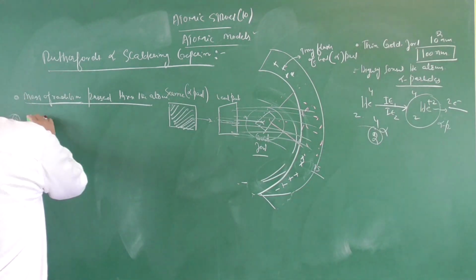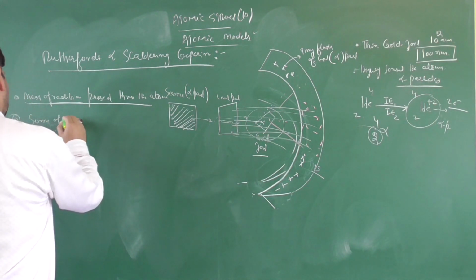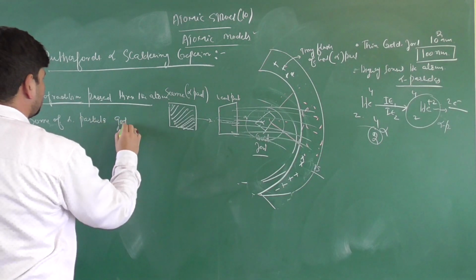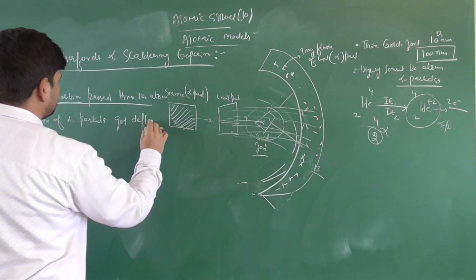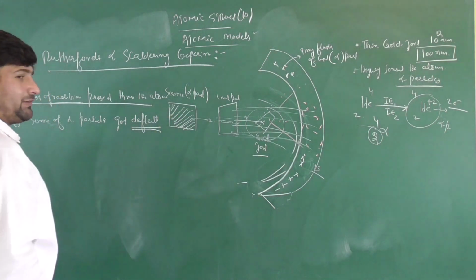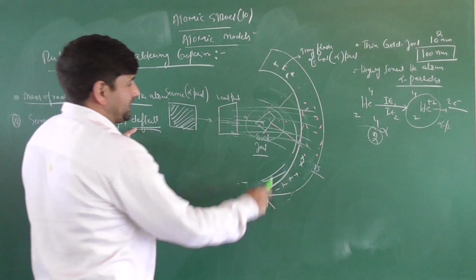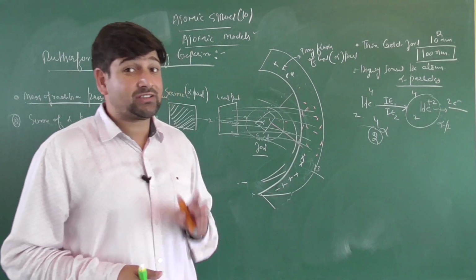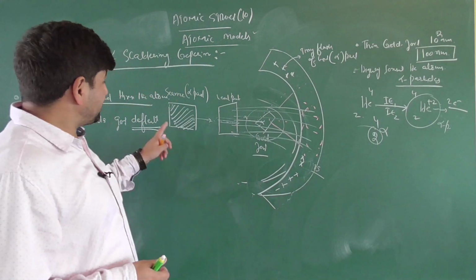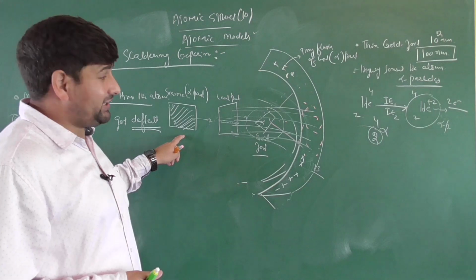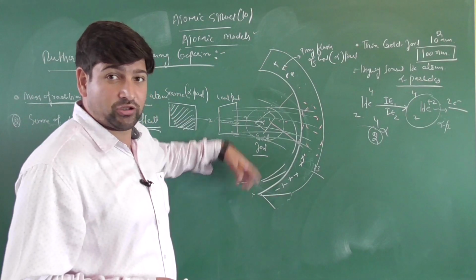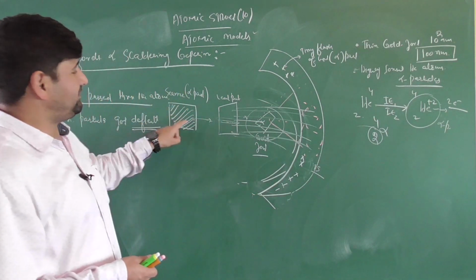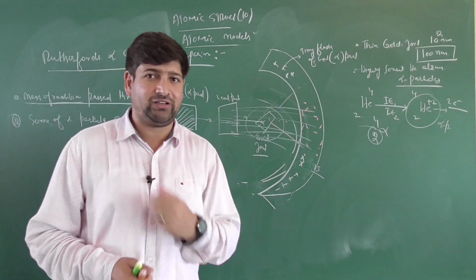Second, some of the alpha particles got deflected. Some of the alpha particles got deflected. And if alpha particles are getting deflected, it indicates that it has hit something on its way which has got mass. But because only some of the alpha particles have got deflected, it indicates that the whole mass is not uniformly distributed in the whole of the atom. Rather, there is a particular region where this deflection has come into play. Only few alpha particles got deflected.